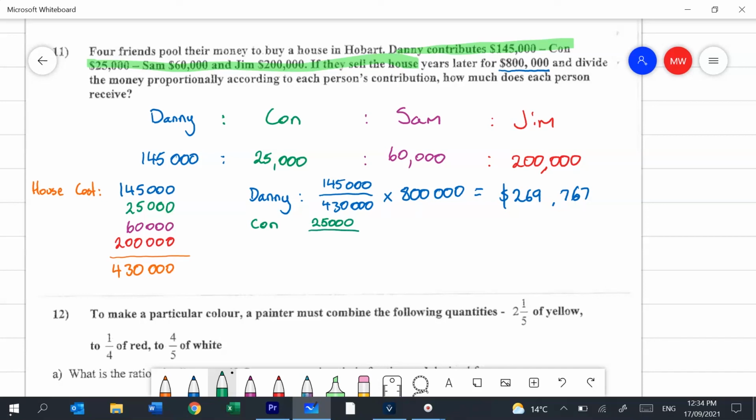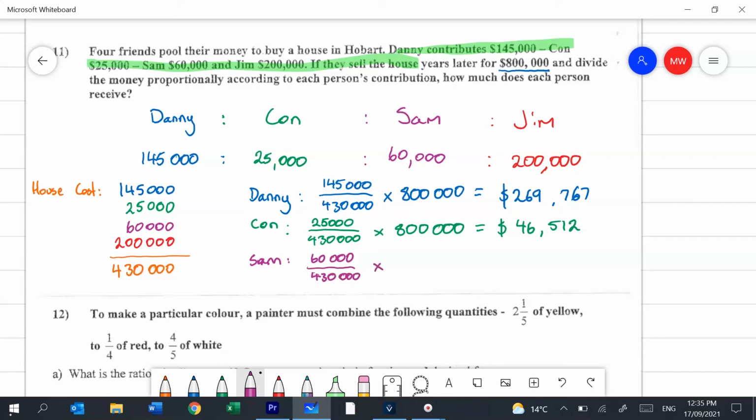Now, Con, he contributed 25,000 of the original 430,000. So quite a bit less than what Danny had originally put in. So if we multiply his portion by 800,000, he's only entitled to $46,512. We'll do the same for Sam. So Sam, pretty long question this one. Sam contributed 60,000 of the 430 that they paid.